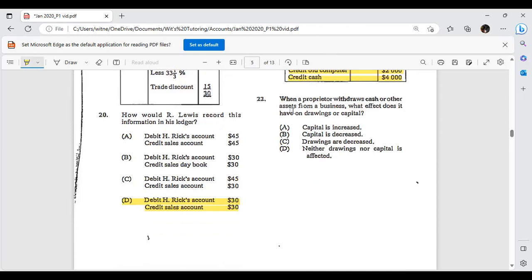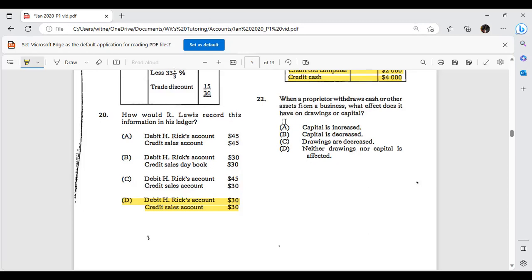When a proprietor withdraws cash or other assets from a business, what effect does it have on drawings or capital? This was in the 2016 paper that we looked at. And bear in mind that these questions will tend to repeat, so practice as much paper one as you possibly can. And stop by, get some videos, and make sure you're on the right track with your reasoning and your answers. And of course, if you need further assistance, reach out to us. We're always happy to assist.